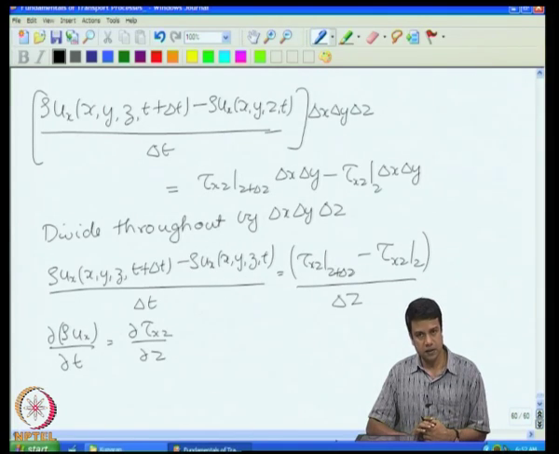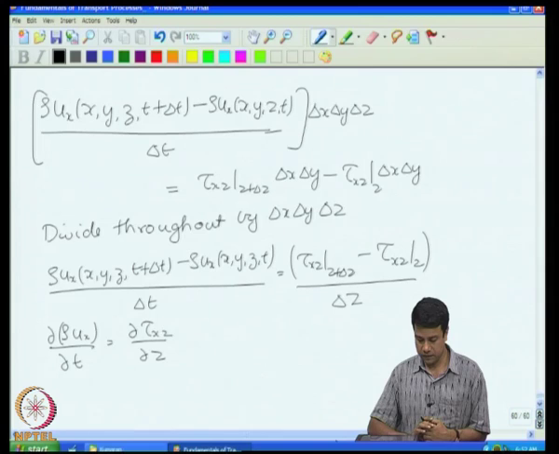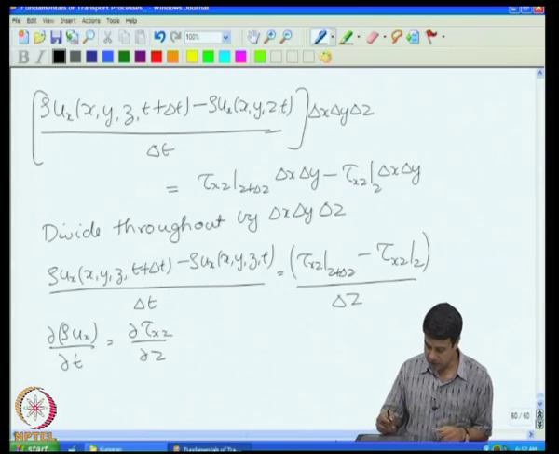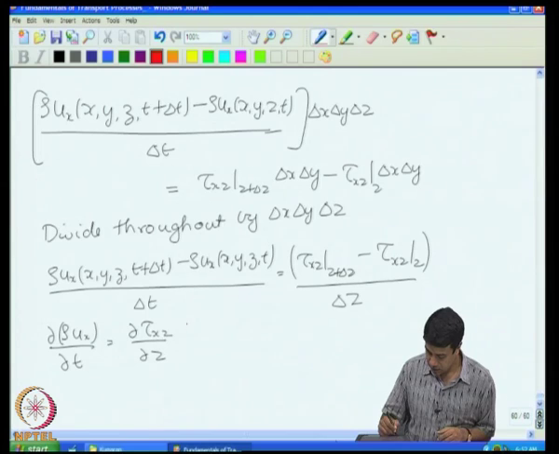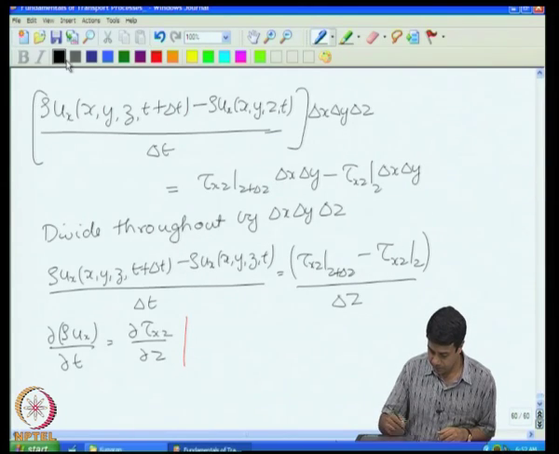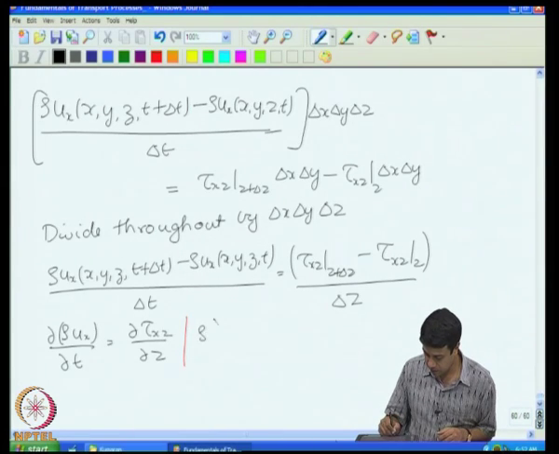If the density is a constant, it is not a function of time or of position, this equation can be rewritten as rho partial ux by partial t is equal to partial tau x z by partial z.